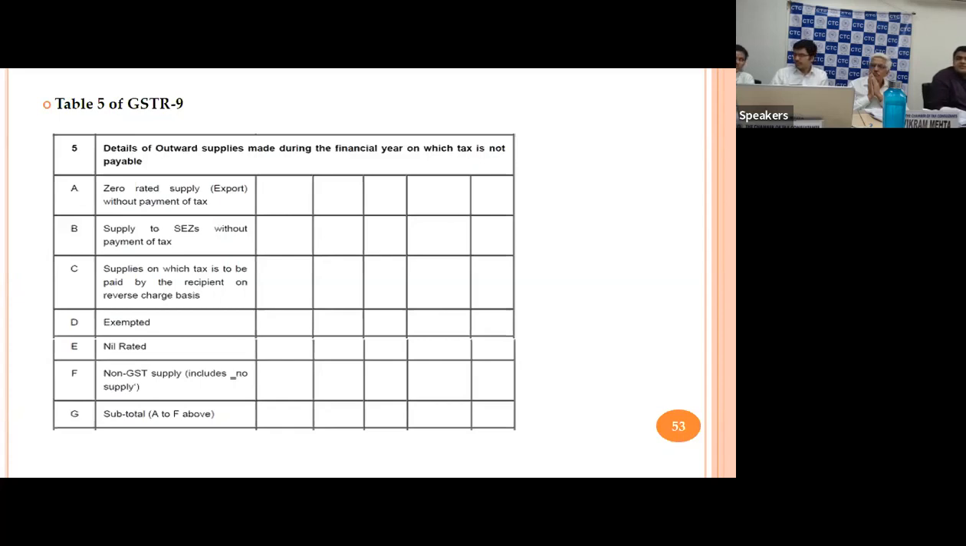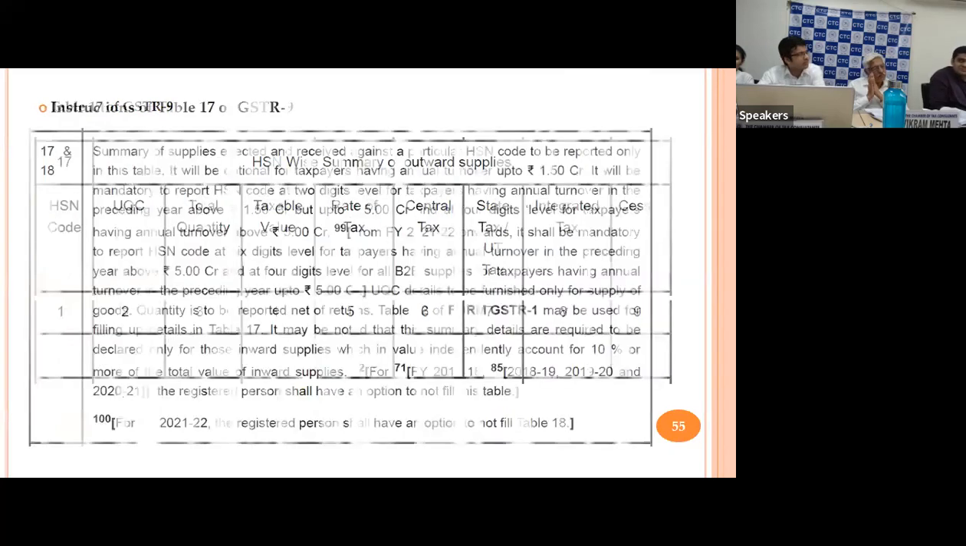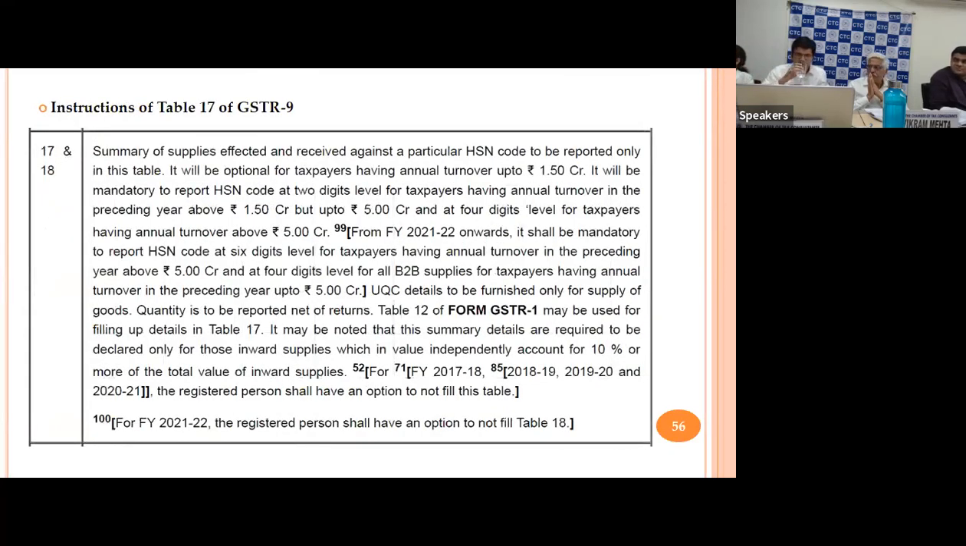Yes. In some cases, what we have observed is that the details which are optional to be filled for the previous periods, that information the department is also asking. For example, table 14 of 9C is optional. But in some cases where an audit is going on, the department is still asking for details of table 14 and you have to give it. You don't have an option.